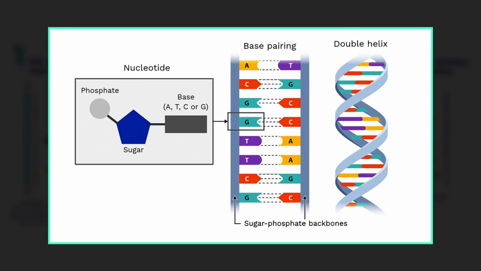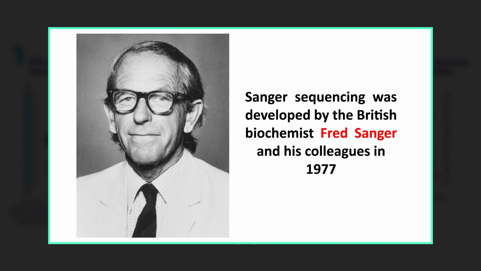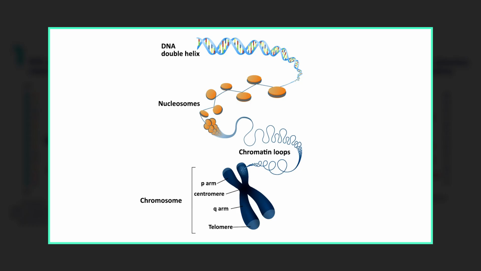Regions of DNA up to about 900 base pairs in length are routinely sequenced using a method called Sanger sequencing. Sanger sequencing was developed by the British biochemist Fred Sanger and his colleagues in 1977. In the Human Genome Project, Sanger sequencing was used to determine the sequences of many relatively small fragments of human DNA. The fragments were aligned based on overlapping portions to assemble the sequencing of larger regions of DNA and eventually the entire chromosome.